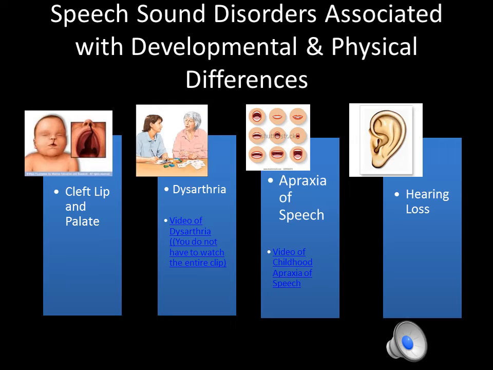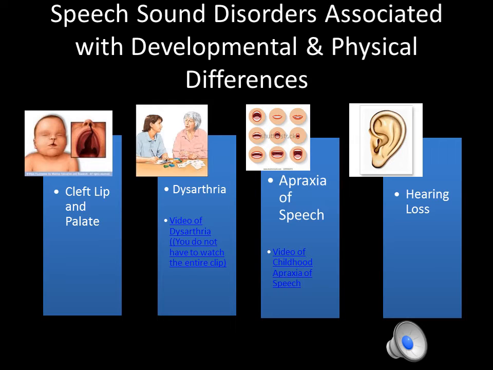So, ways that the speech can be impacted is if a child has had lip surgery to repair a lip cleft, he might require speech therapy to help with producing those bilabial sounds like p and b. When children exhibit clefts of the soft palate, they may not be able to have adequate resonance and exhibit some hypernasality.